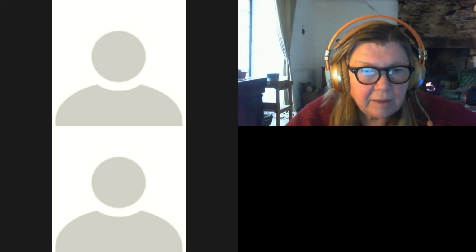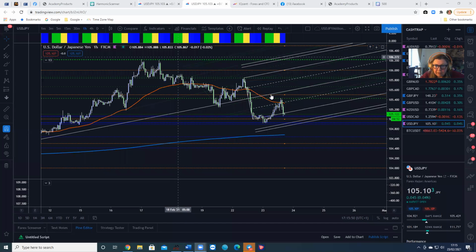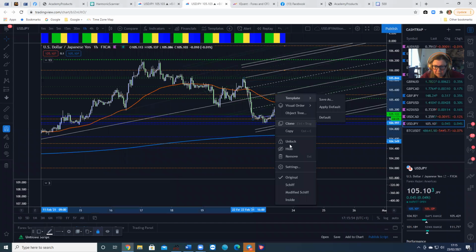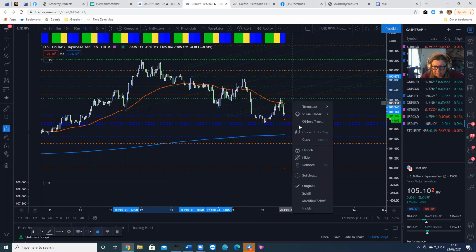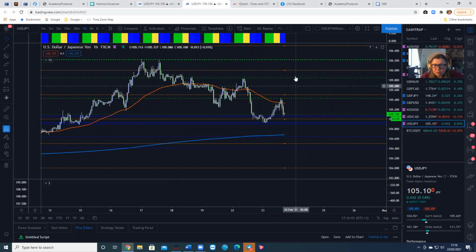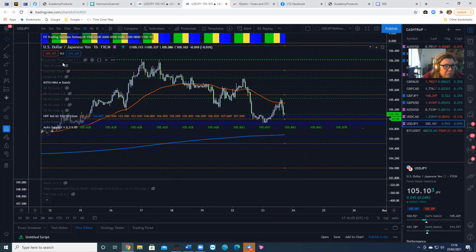I'm going to hide the scan and the Pitchfork. I'm not going to look at that anymore. It's just to explain to you, hide that one in the background. And I've drawn on, no, I haven't, I'm lying. I put on the auto support. Let me just take that off. Don't need any of that. I'm going to take everything off.